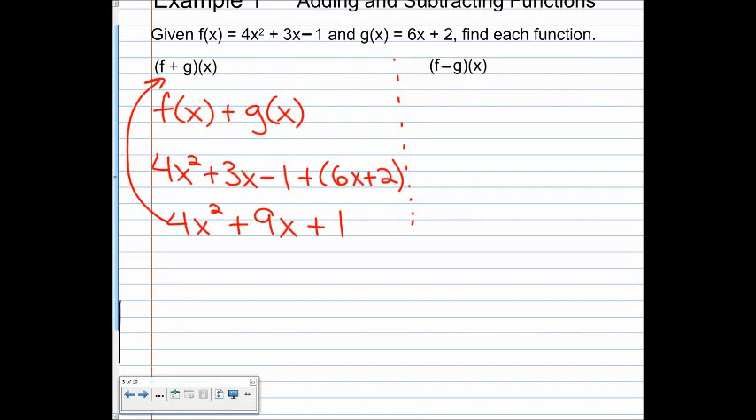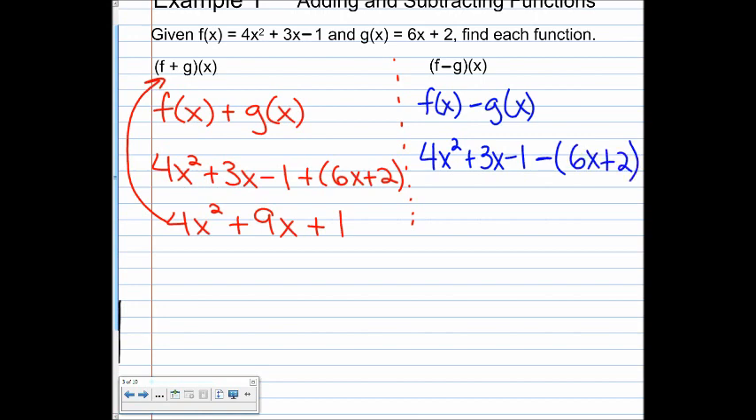What do you notice about the next one? Same thing, but subtraction. So I'm going to write f of x minus g of x. So I'm going to write exactly the same stuff, but it's going to be subtraction. So 4x squared plus 3x minus 1 minus 6x plus 2. So notice, what did I write around the 6x plus 2 again? Parentheses. Now, some of you might do something with that. Some of you might do what with this subtraction and the parentheses? You might distribute, multiply, right? And you're more than welcome to do that. I don't. All right? I just make sure that I know what I'm subtracting.